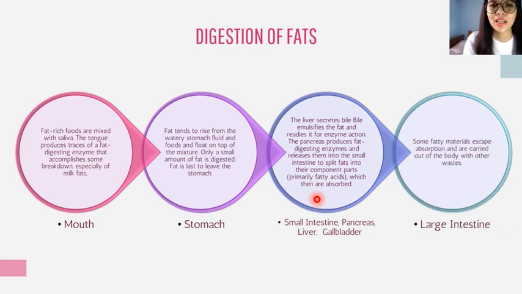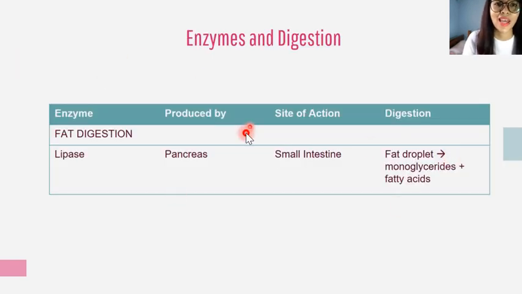And lastly, if your fats reach your large intestine, so if they have escaped absorption, they are carried out of the body with other waste and you will just defecate them. Once again, the enzyme responsible for the digestion of your fats is called lipase, and it is produced by your pancreas, and it digests fat droplets into monoglycerides and fatty acids.